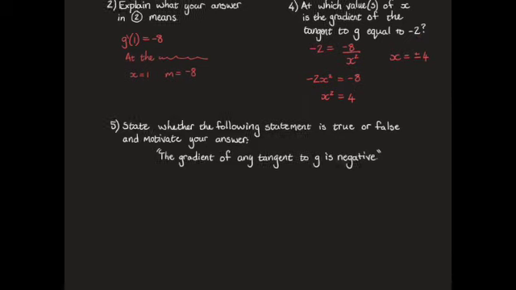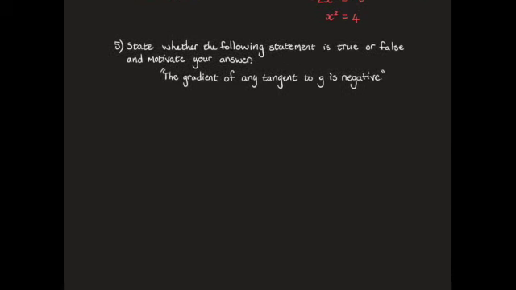Okay, the last question is a really nice question because it asks if you understand what you're saying. It says, state whether the following statement is true or false and motivate your answer: the gradient of any tangent to g is negative. So we know that the gradient is defined by the first derivative, and we also know that the first derivative was negative 8 over x squared.